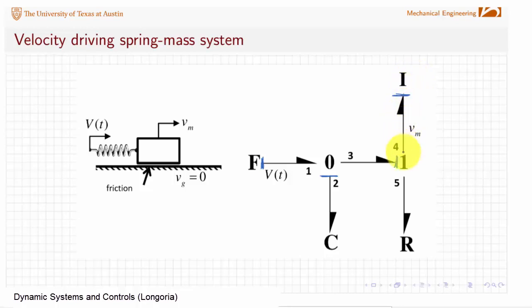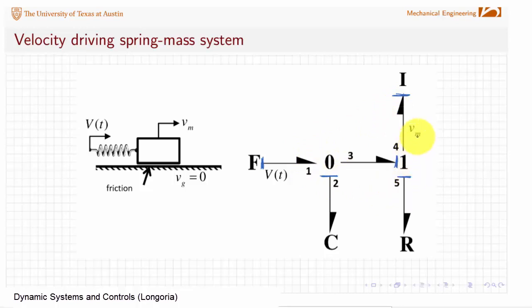But now this bond is imposing a flow on that 1 junction, which means this bond has to be what? An effort. So remember, on a 1, you can have as many efforts as you like, but only one can apply flow. On a 0, as many flows as you like, only one can apply effort. So now my causality is complete.